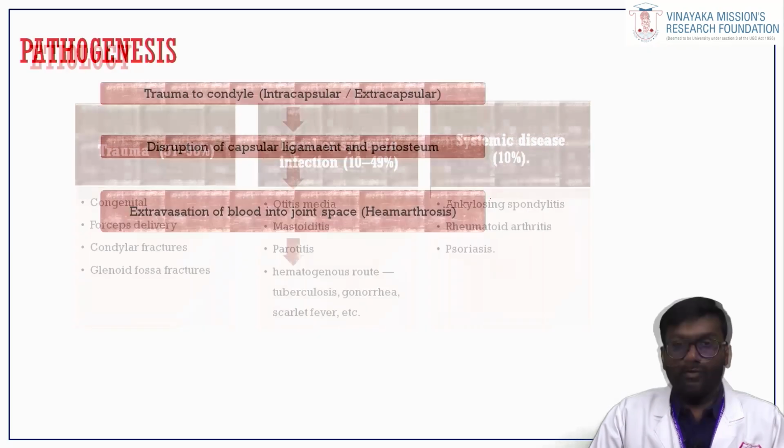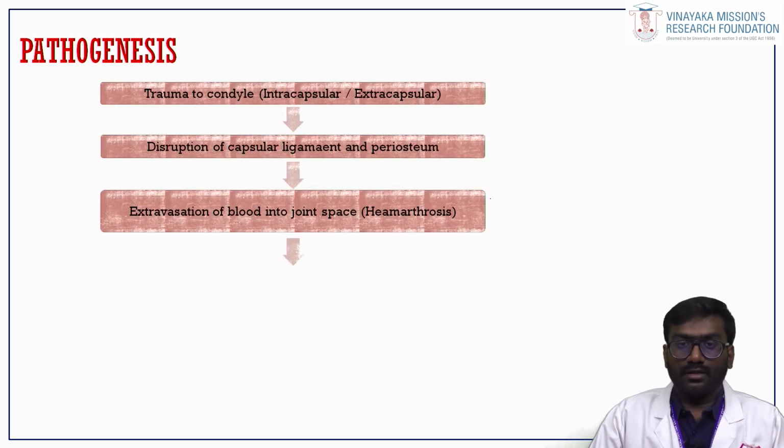and psoriasis. Moving on to the pathophysiology or pathogenesis, how this temporomandibular joint sequelae happens. The most widely accepted theory is that you have a trauma to the condyle of the mandible.